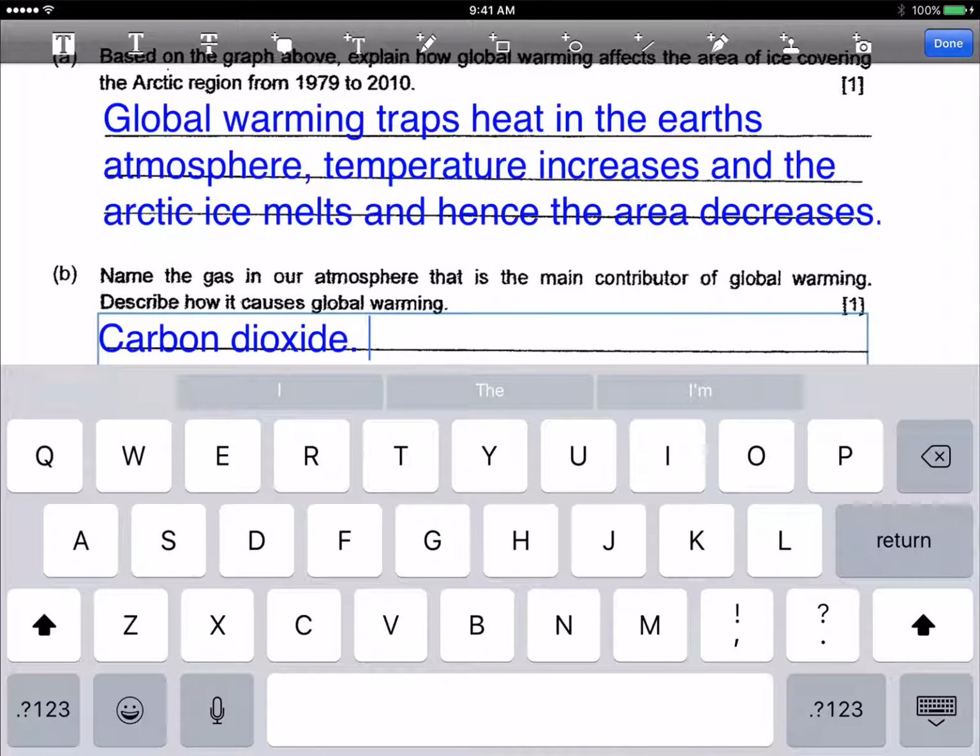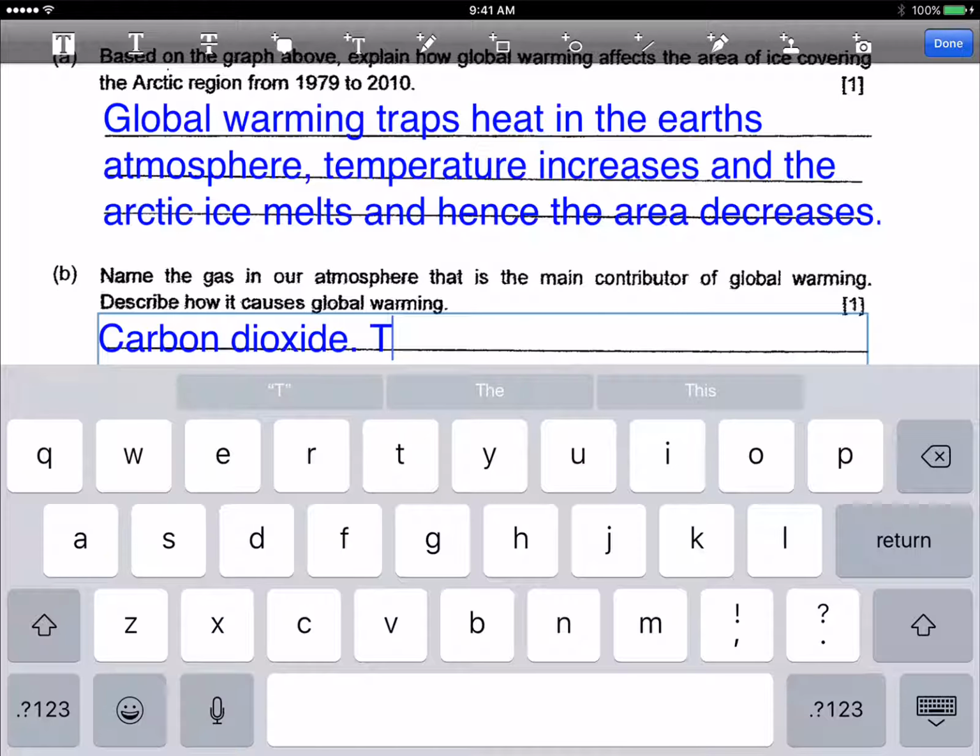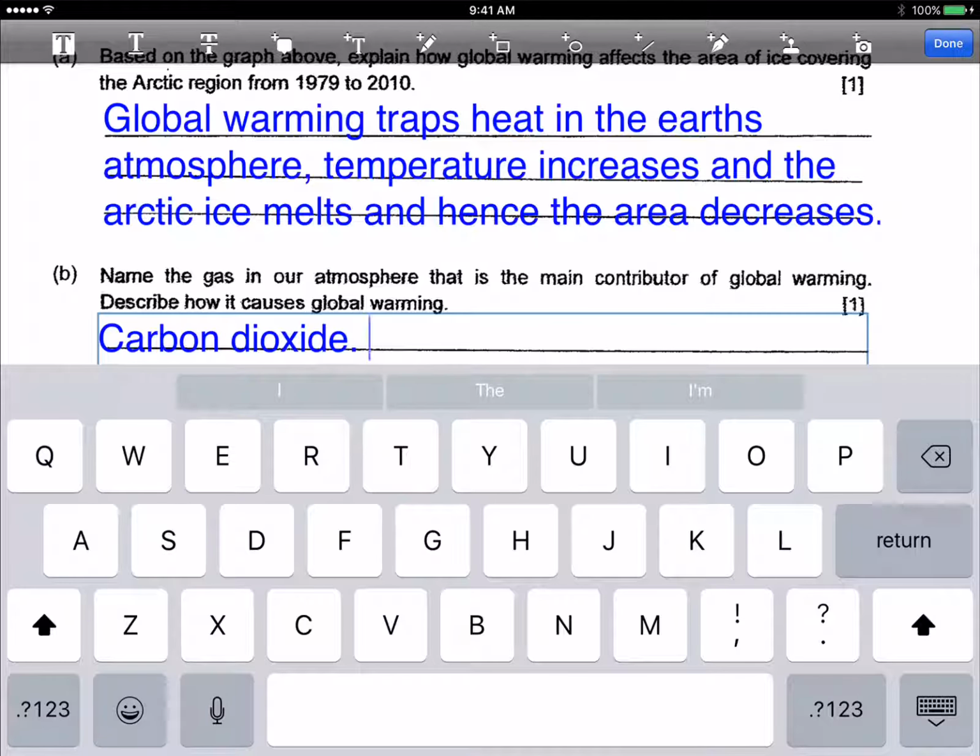But how does it cause global warming? It never asks us how come the ice will melt. Because the surrounding temperature increases. Okay, but what does the carbon dioxide do? Yes, very good. Carbon dioxide is the gas that traps the heat, right? So we name the gas, carbon dioxide. How does it cause global warming?